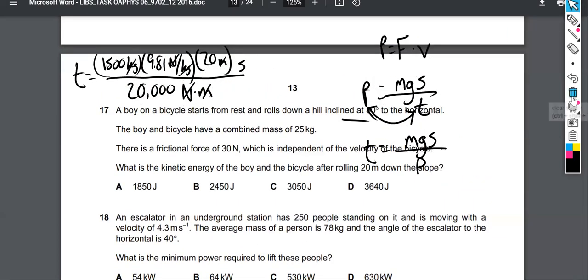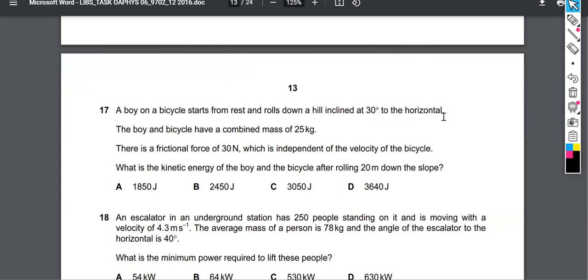Question 17 is an energy problem. Let's take a moment to consider that. We got a boy on a bicycle rolling down a hill, 30 degrees to the horizontal. And we want to know the kinetic energy of the boy on the bicycle after they roll 20 meters down the hill. Okay. It tells us there's a frictional force opposing it of 30 newtons.